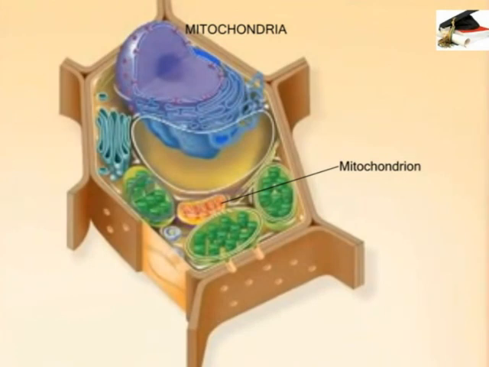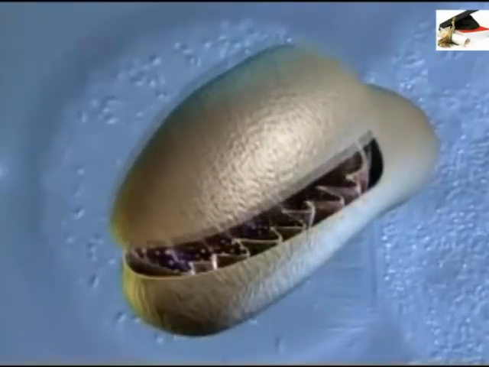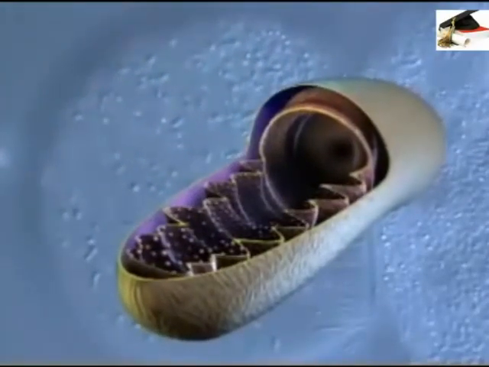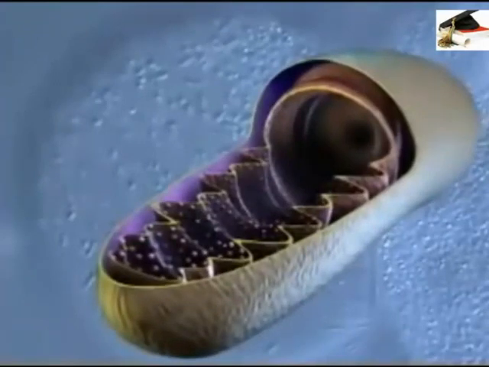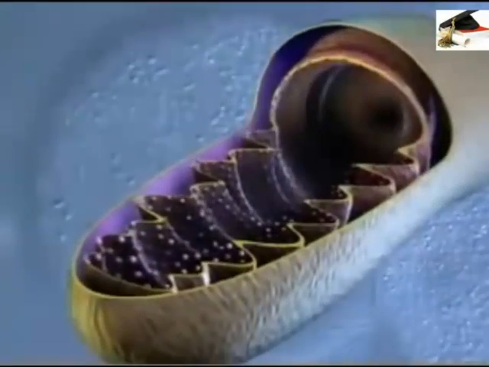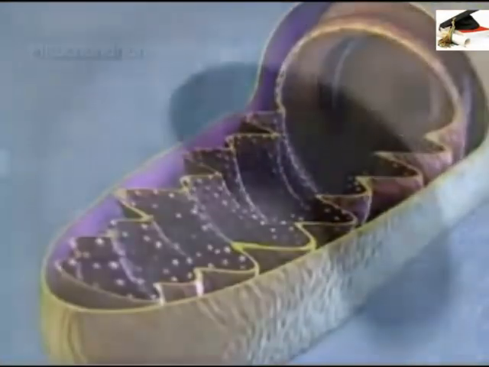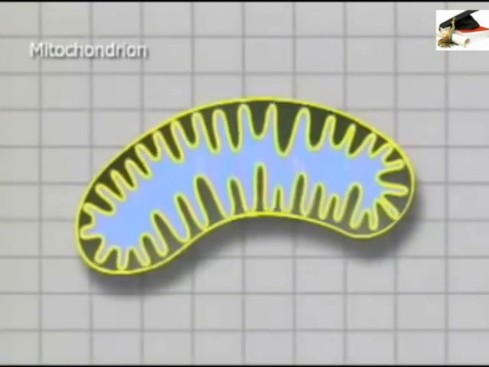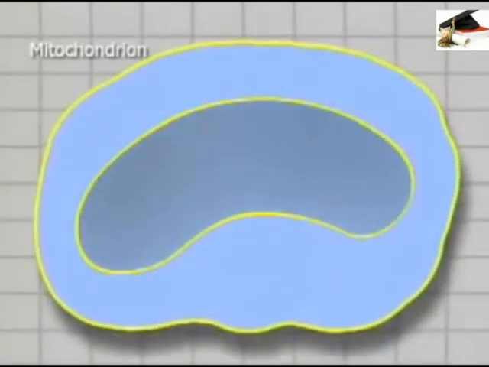Mitochondria. In singular, it is called a mitochondrion. Mitochondria are sausage-shaped and are sites for respiratory reactions that yield energy for the cell. Mitochondria are bound by 2 membranes. The inner membrane is greatly folded into cristae to increase the surface area for respiration.